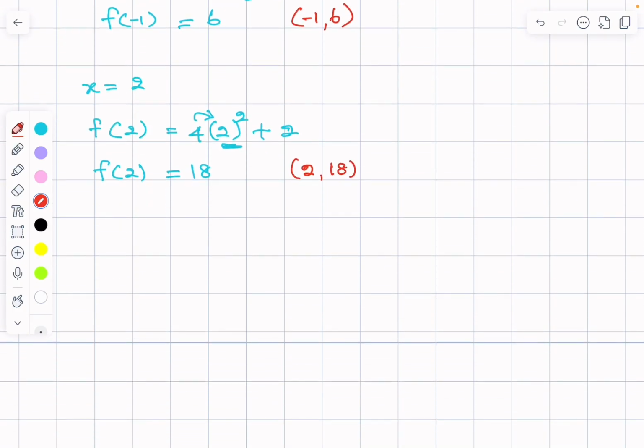Now let's determine the domain. The domain means all the possible x values we can plug into the function. This function has no square root and no variables in the denominator. So there are no restrictions. Let's draw the graph.